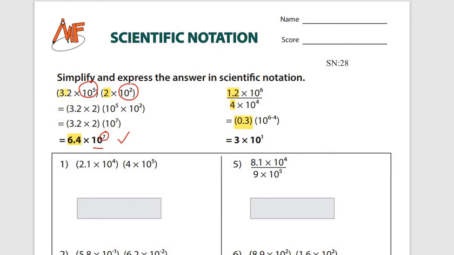Now, if you still remember the quotient property rule, this is just the exact opposite of the product property rule. So if you are about to divide exponential numbers with the same bases, all you have to do is to copy the base, which happens to be 10 in this case, and you subtract the exponents, 6 minus 4. Now remember that we had 0.3 times 10 raised to 6 minus 4.